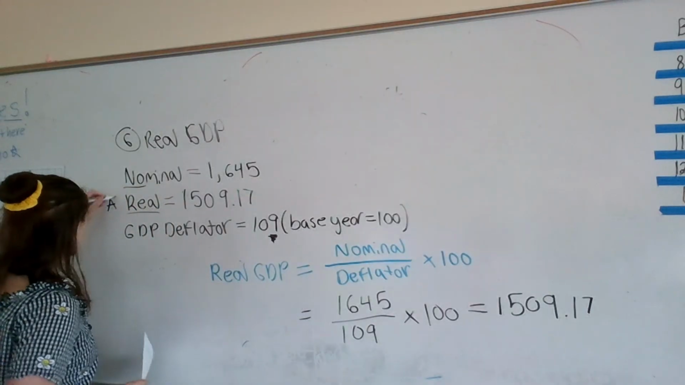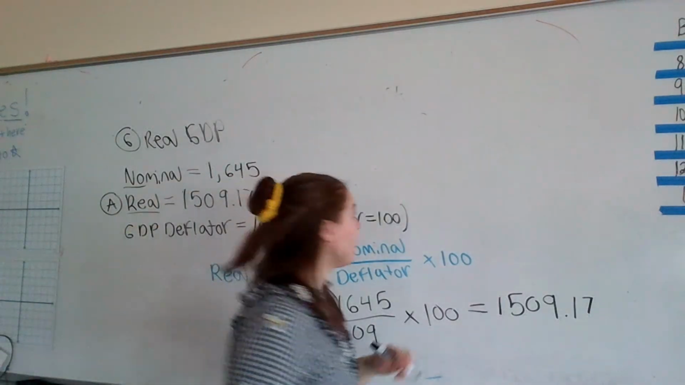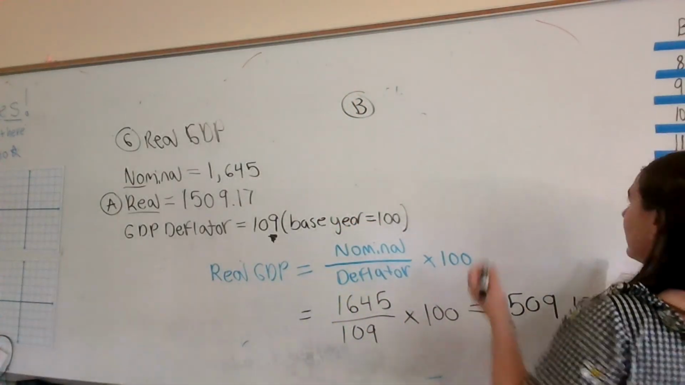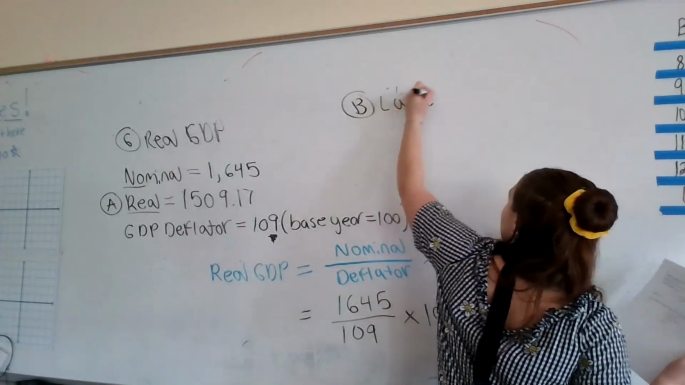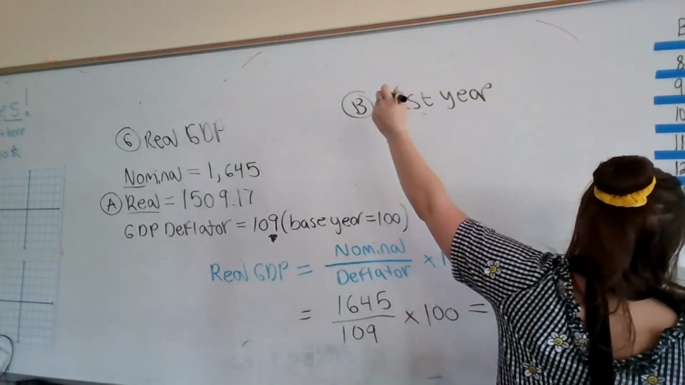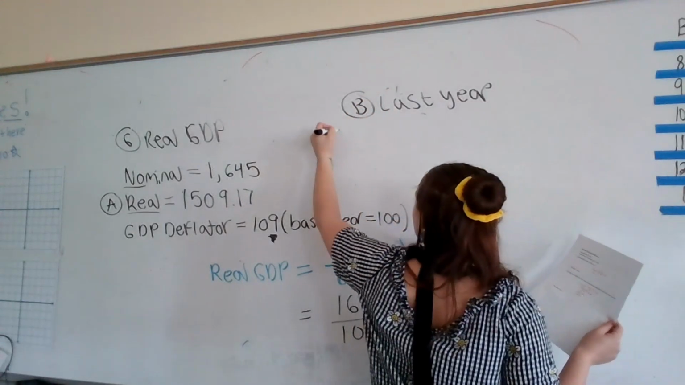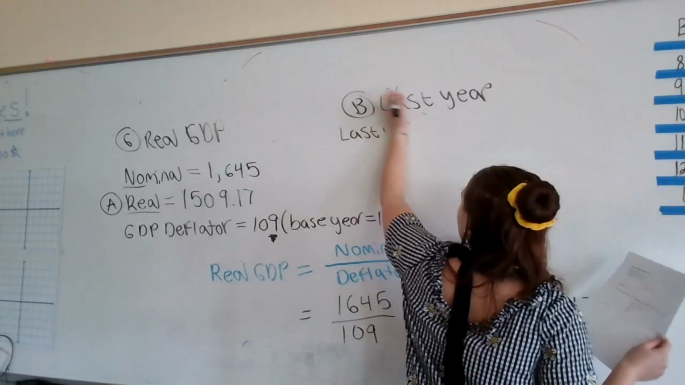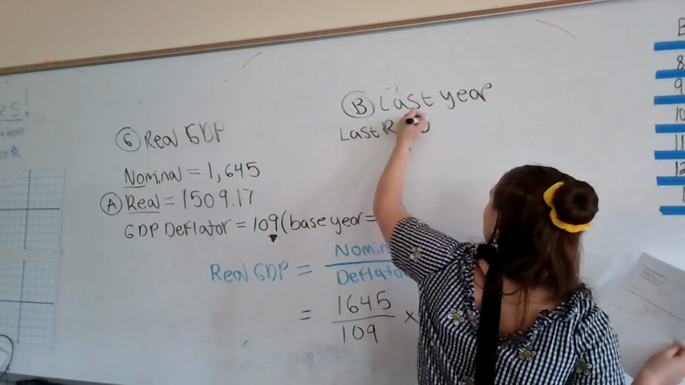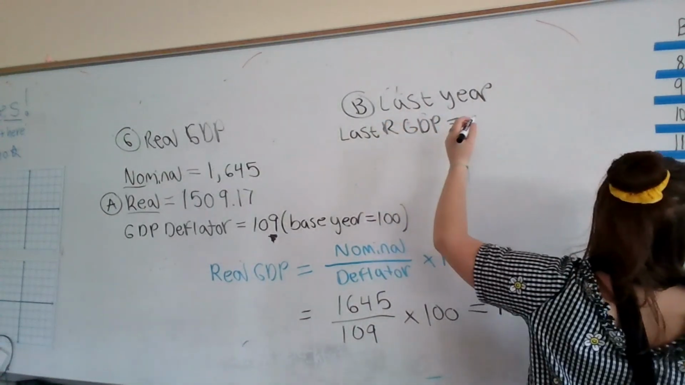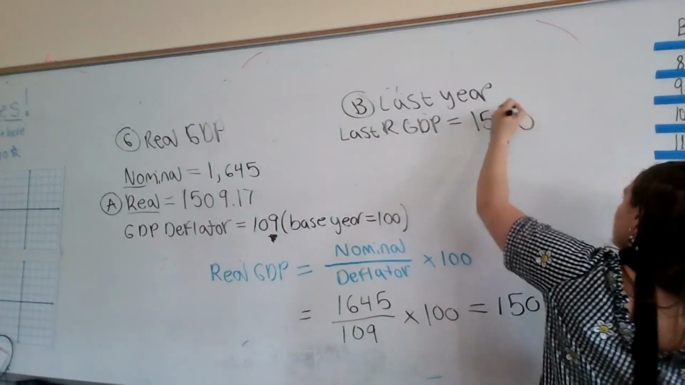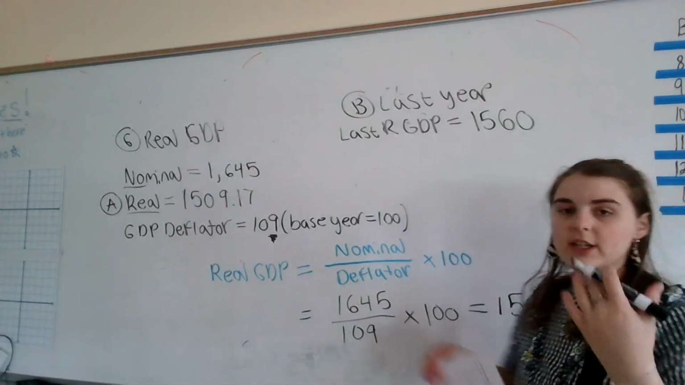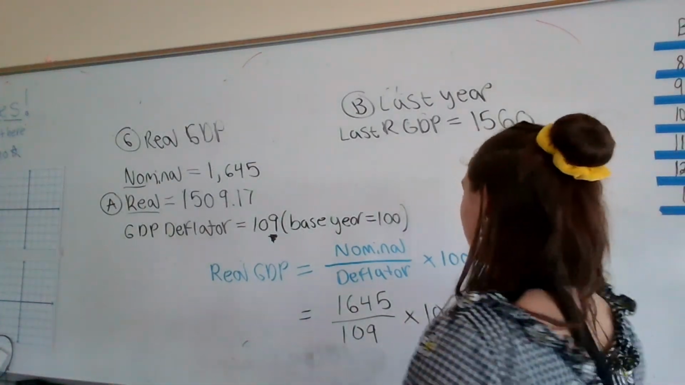So that was part A. We got to calculate that. In B now, part B of that question, we talk about last year. It says if last year's real GDP was 1560, we need to calculate the real growth rate as a percentage. So we need to calculate how it grew from the year prior to it.